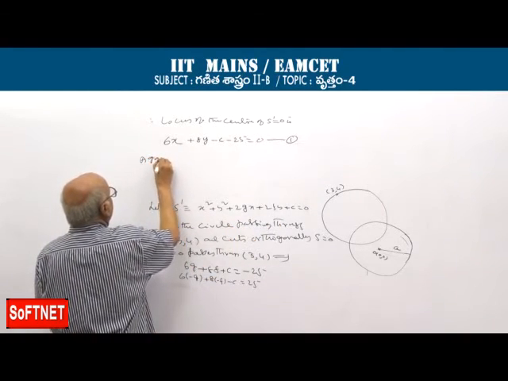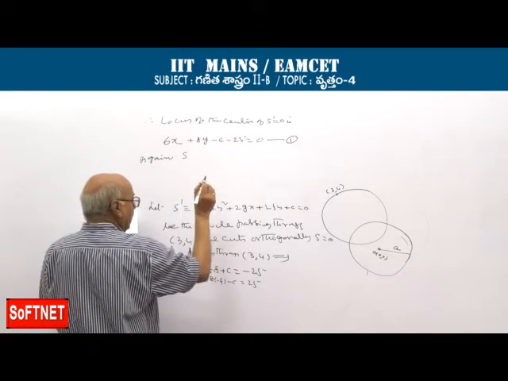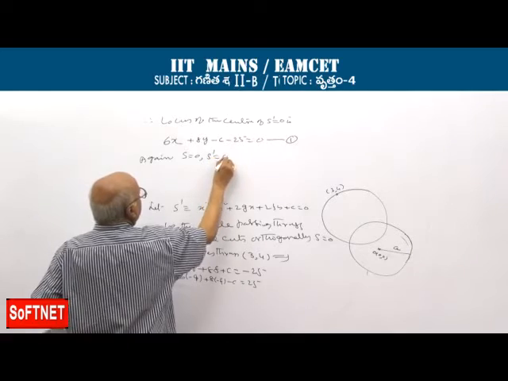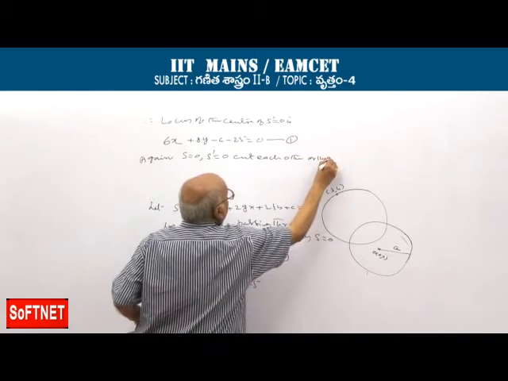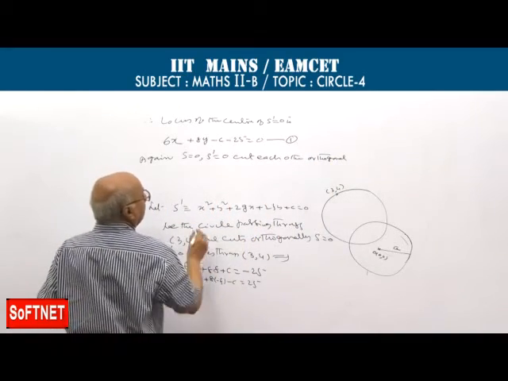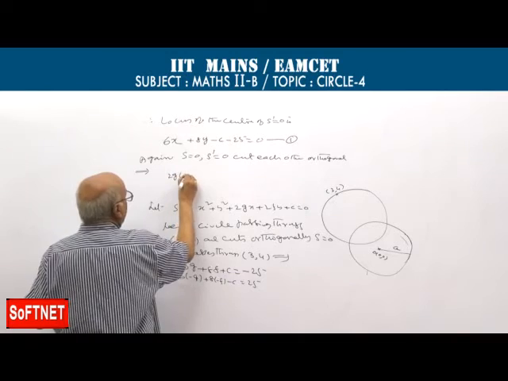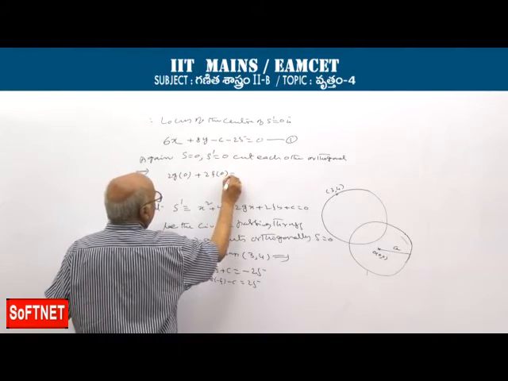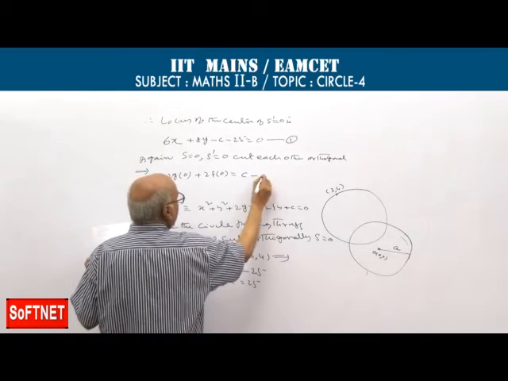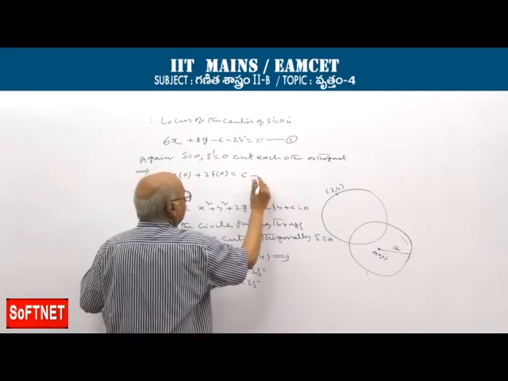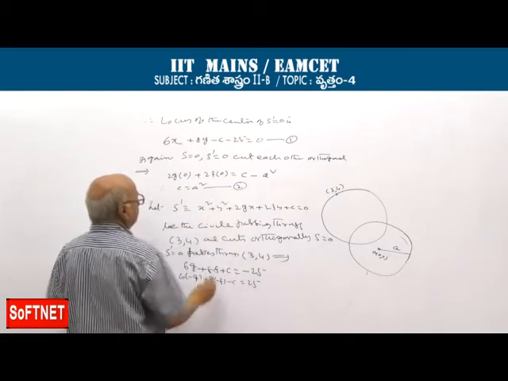Now again, the second hypothesis: S is equal to 0 and S dash is equal to 0 cut each other orthogonally. So this implies 2gg dash plus 2ff dash is equal to c plus c dash. Here g dash and f dash are 0, and c plus c dash means minus 25 minus a square, since c dash is minus a square. So here you will get c is equal to a square. Number 2, c is equal to a square.